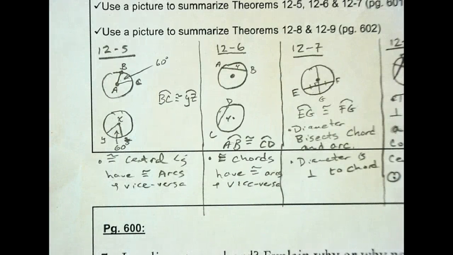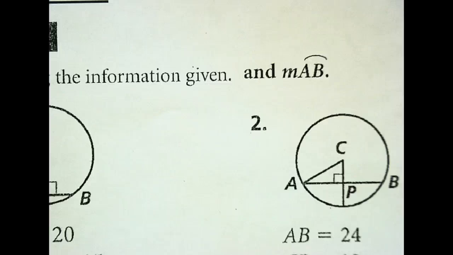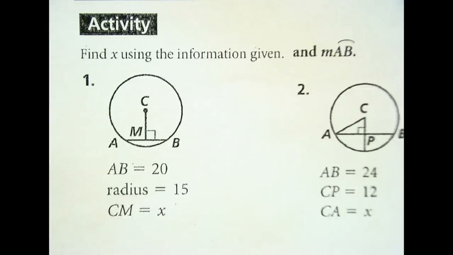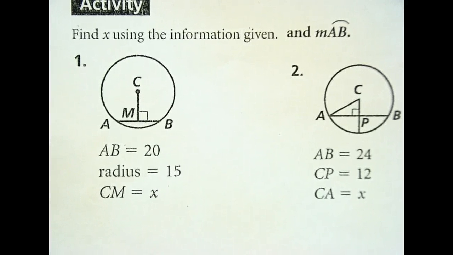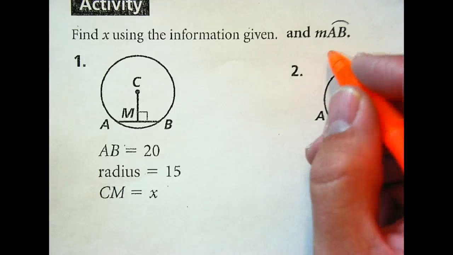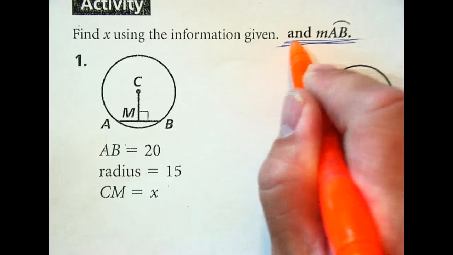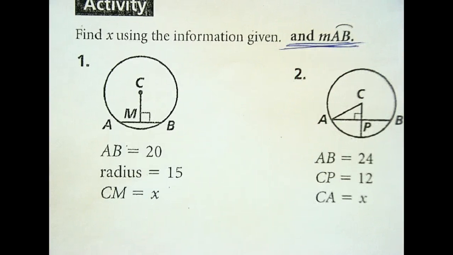Okay. On the other side of your note page that you picked up on the way in, there's an activity. I want you to start with problem 1, and I want to work through it with you. The directions say find x using the information given and the measure of arc AB. I also want you to find arc AB. I added this piece in there. I don't think this is on your assignment. Is that part on your assignment? No, I want you to add that piece to your instructions. I want you to find the measure of that arc as well.